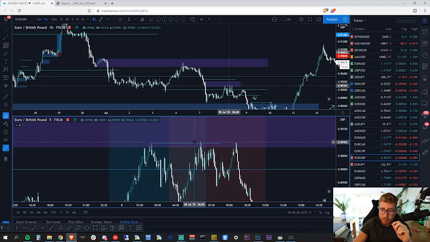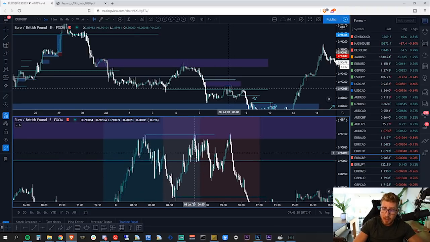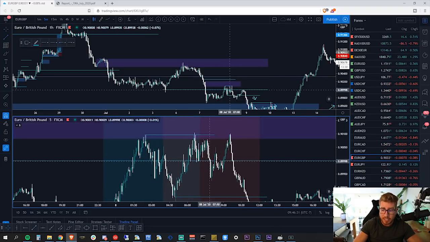And then we see a sweep of those stops, and then we see the breakdown, and we see the change of trend right back into that downtrend on the lower time frame.